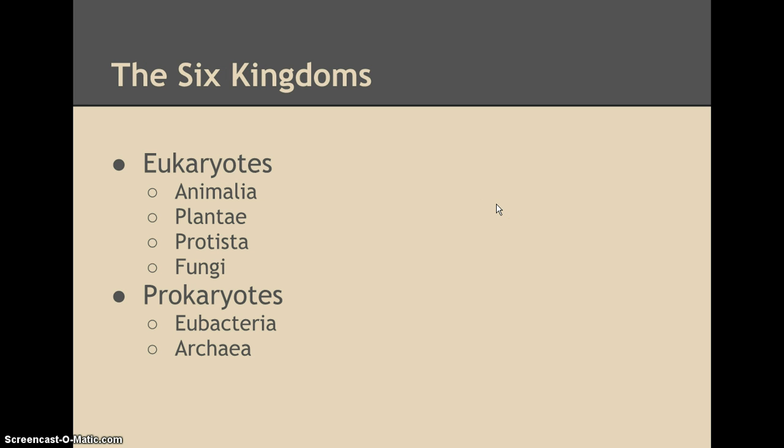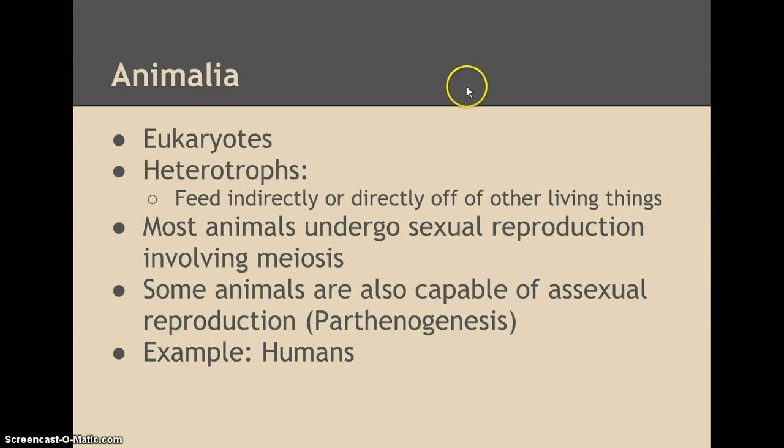Then there are 6 kingdoms, which fall right under domains. The kingdoms that have eukaryotic cells are Animalia, Plantae, Protista, and Fungi. The kingdoms that contain prokaryotic cells are Eubacteria and Archaea. So first we'll discuss Animalia, and then after this I'll get into what we observed in the lab that were animals, and I'll do the same for each kingdom and explain the procedure as we move along.